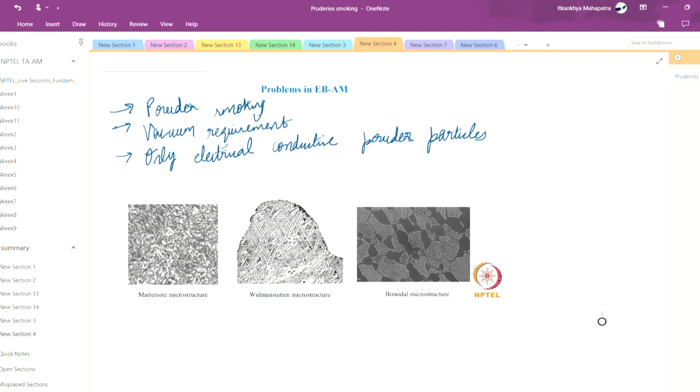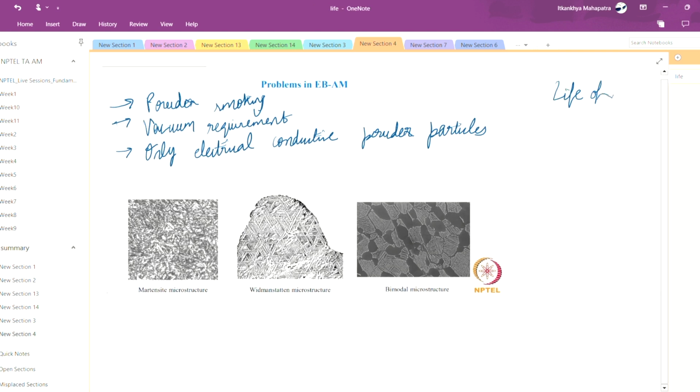Now one more thing is the life of the laser. We discussed the question of the life of the laser. The life was around 12 years or something. The electron beam gun doesn't have that much life. So there is a low life of the electron gun.